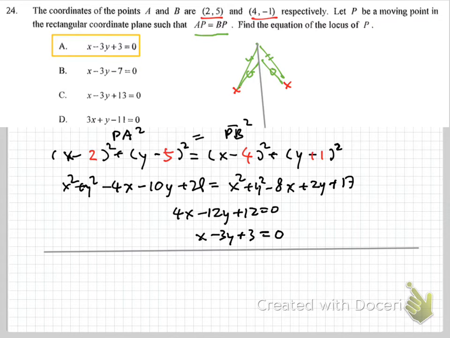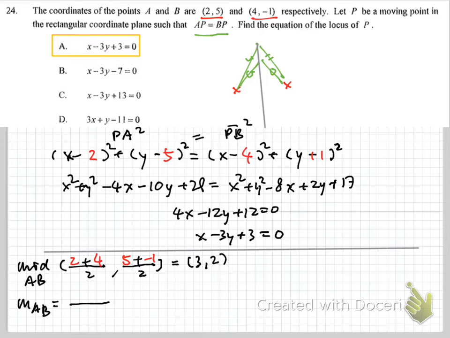Alternatively, you can do it with geometry. You find the midpoint between A and B, right? Point A is (2, 5), point B is (4, -1), so the midpoint between them will be (3, 2). All right, we can find the slope of AB. The slope of AB, once again, with A (2, 5) and B (4, -1), will be -3. Therefore, the slope of the locus will be 1/3.